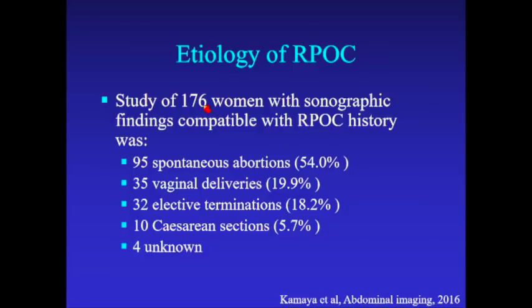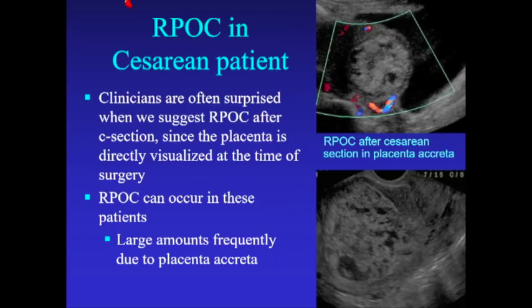So here's a study looking at 176 women with sonographic findings of retained products, and when they looked at the history, 54% had had spontaneous abortions, 20% vaginal delivery, 18% elective terminations, and 6% C-section. So you can see 6%, that's a pretty high number for C-sections.